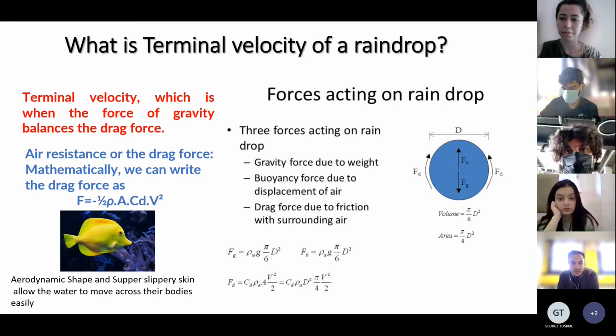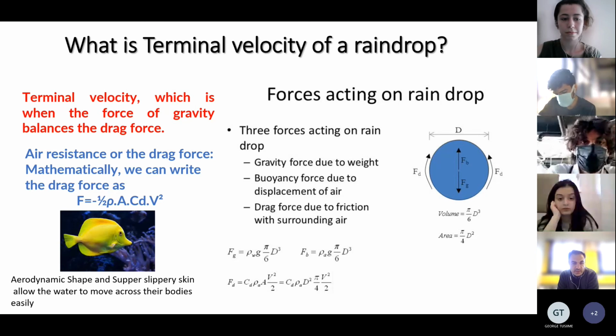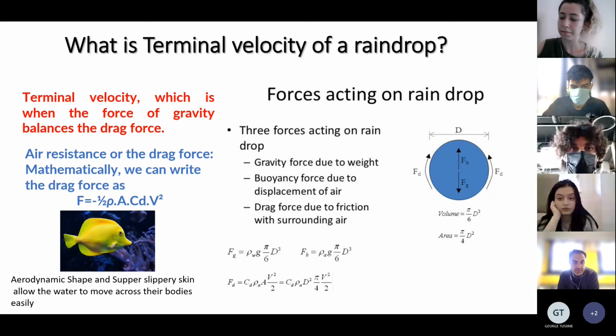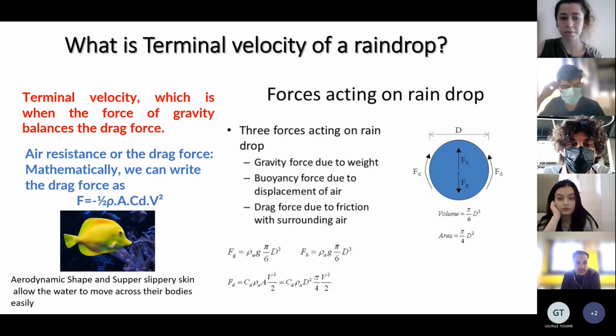And also, you know that when it comes down, at the beginning the velocity is zero when it is within the cloud, but after taking the shape of a drop and getting big and coming down to the earth, its velocity increases until it reaches a maximum velocity, which is called terminal velocity. And then the journey continues at a constant terminal velocity.